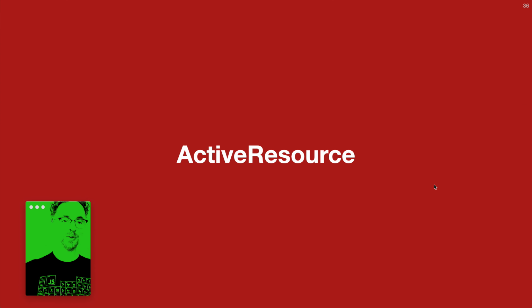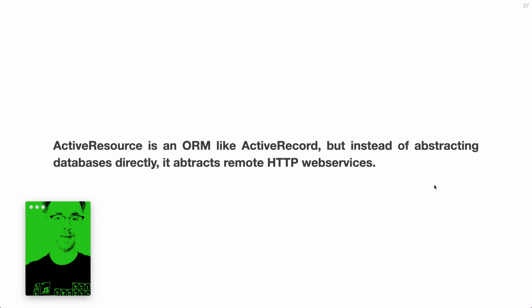So Active Resource is this other Rails project, similar to Active Record. It's an object relational mapper. But instead of abstracting databases directly, it abstracts remote HTTP web services. So if you're building a Rails app and you don't have your own database and you need to talk to some remote API, you can use Active Resource to sort of simulate Active Record-like behavior.